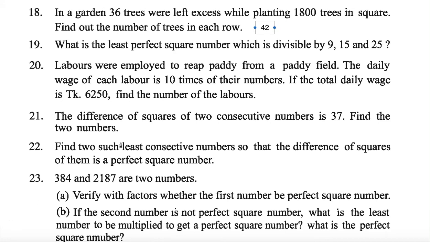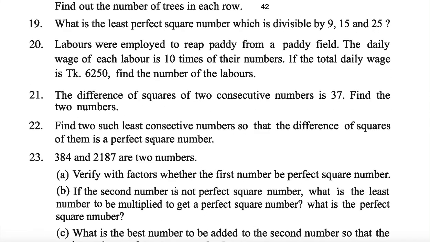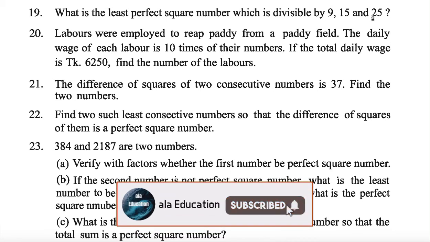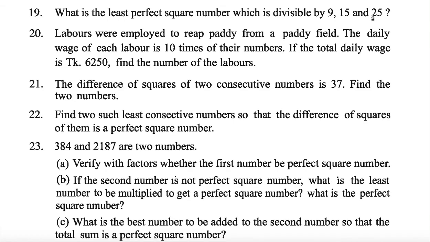You have to do it by either the long division method or prime factorization, but I always advise you to go with the long division method when the number of digits is more than 3. What is the least perfect square number which is divisible by 9, 15, 25? This is 3 3, this is 3 5, this is 5 5. So that must consist of two 3s and two 5s. So two 3s, 9, into two 5s, 25. The answer is 225.